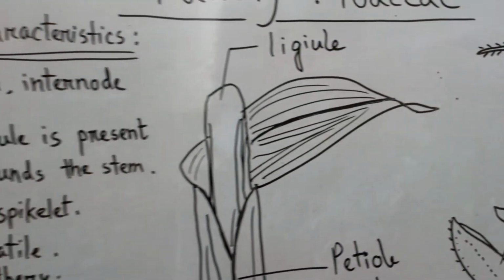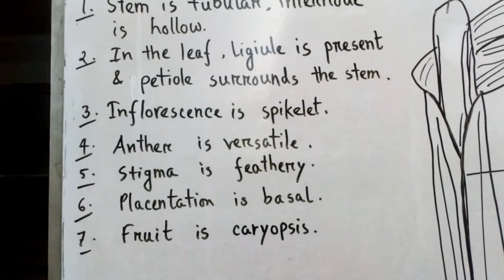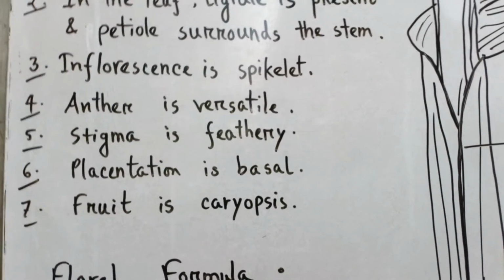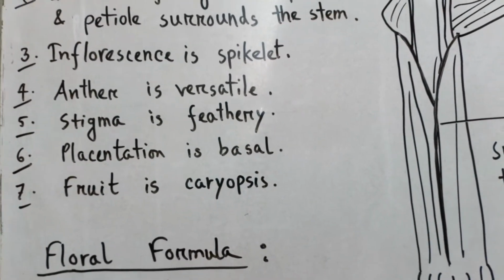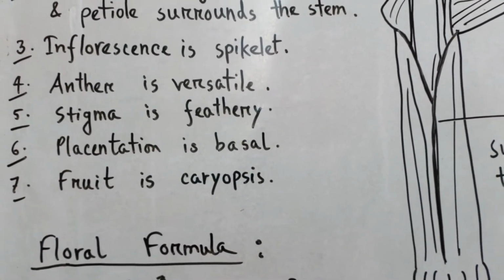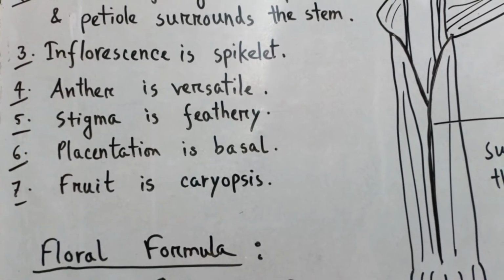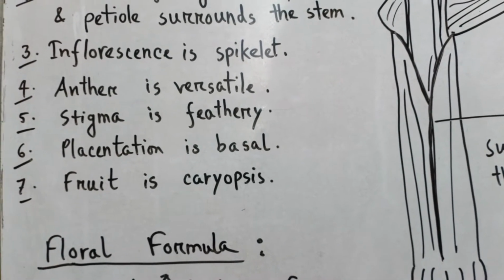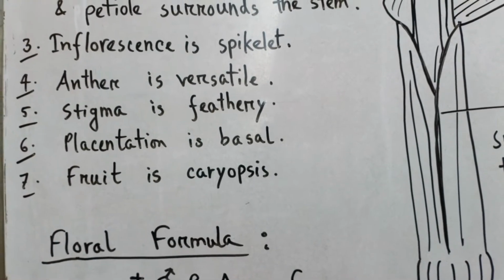The next characteristic is basal placentation. I hope all of you remember that in the previous class I told you that when the placenta is present at the base, that is known as basal placentation. And placenta means the tissue of the ovary from which the ovule is produced. Next, the fruit is caryopsis.